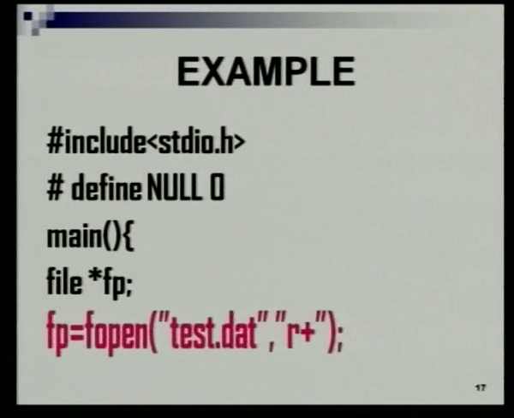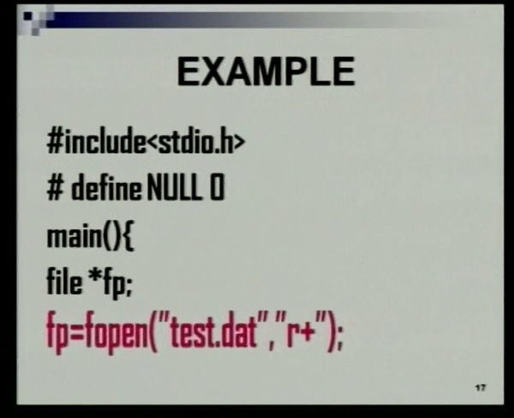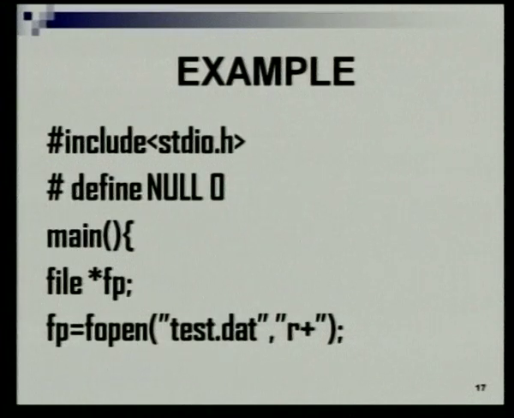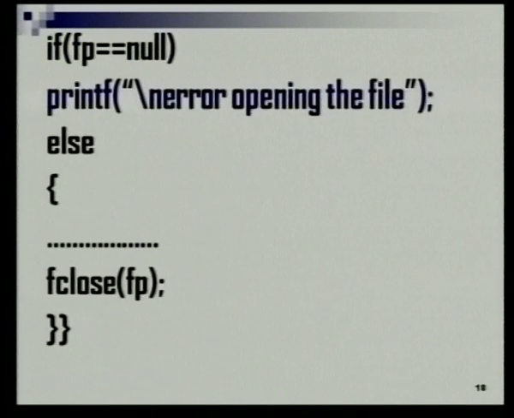fp is the pointer variable, fopen is the library function, test.dat is the name of the file, r+ is the mode, which indicates that the file is to be opened for reading as well as for writing, and the file should exist. If fp is equal to NULL, that means the file does not exist, it gives an error to open the file.